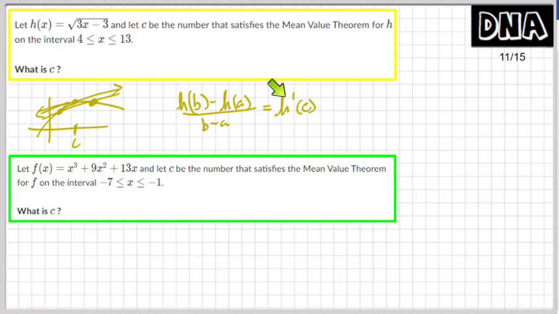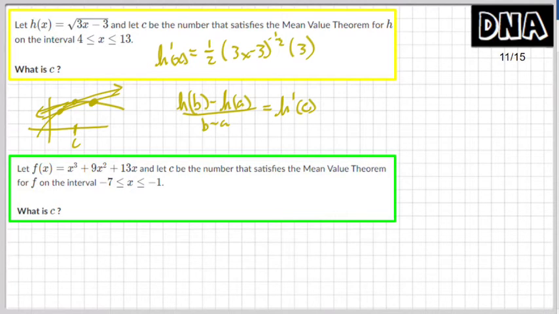We don't have H prime. We're going to have to find that in order to do this. So that's what I want to do first. I want to find H prime, and then I'll start plugging in stuff. So H prime would equal, let's see, 1/2 3x minus 3 raised to the negative 1/2 times 3.